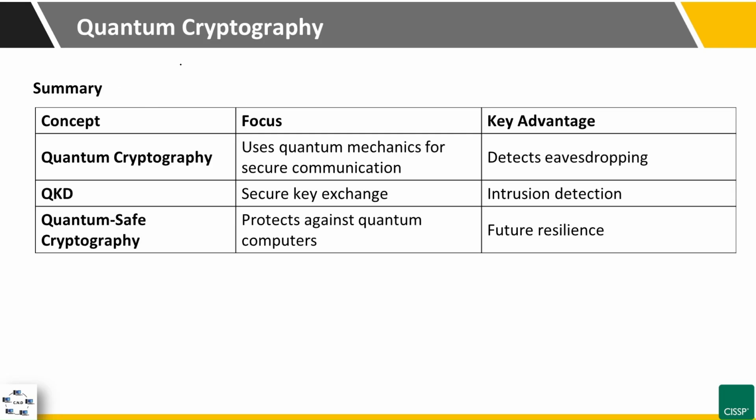So, a summary of quantum cryptography. Quantum cryptography uses quantum mechanics for secure communication, and its key advantage is that it detects eavesdropping, because if intercepted, the quantum state is changed and so it is easily detected. Quantum key distribution is used for secure key exchange, and the key advantage is that intrusion is easily detected. Quantum safe cryptography protects against quantum computers, and it is for future resilience.